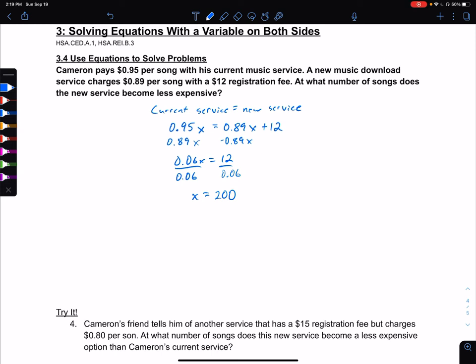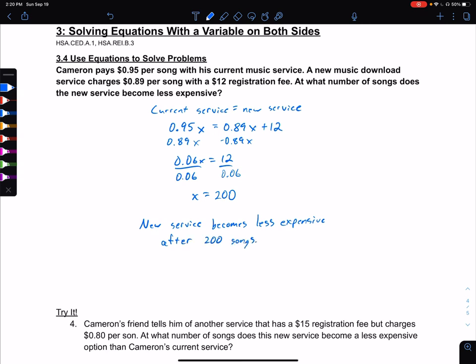So the question is, at what number of songs does the new service become less expensive? 200 songs is when the two services are equal to one another. So since we're even at 200 songs, that kind of covers that registration fee now. We don't have to worry about that. So moving forward, we're either paying 95 cents per song or 89 cents per song. So the new service becomes less expensive after 200 songs.